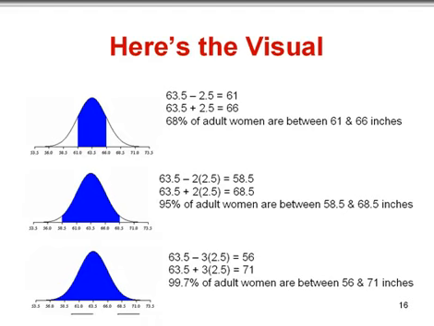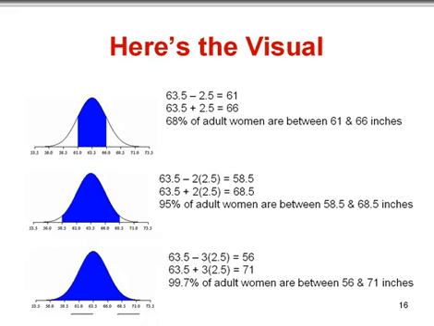In a similar fashion, we subtract 2.5 to get the numbers to the left of 63.5. Subtracting once is 61, twice is 58.5, 3 times is 56, and subtracting 2.5 a 4th time is 53.5. Now we know that 68% of the cases or women are within 1 standard deviation of the mean, so 68% of adult women have a height that is between 61 and 66 inches.